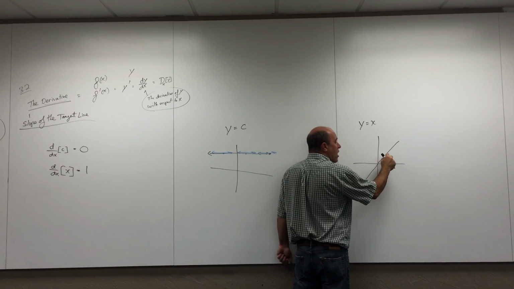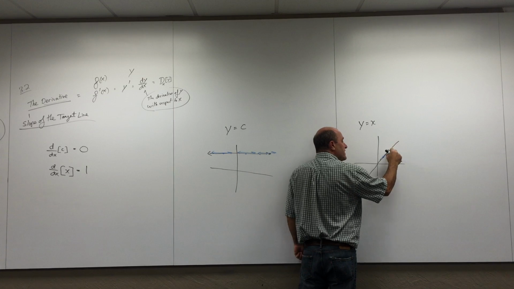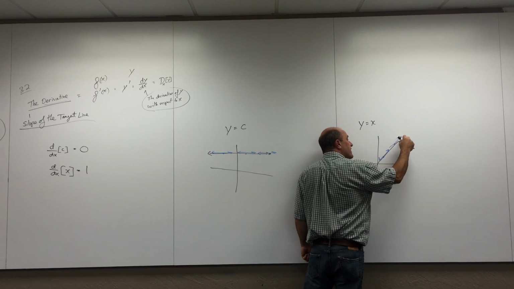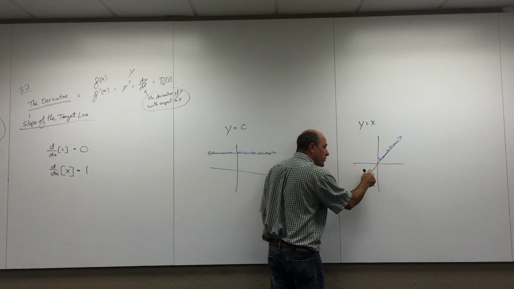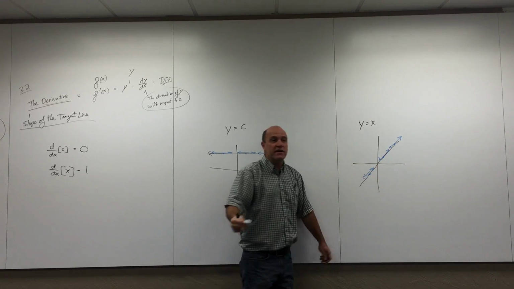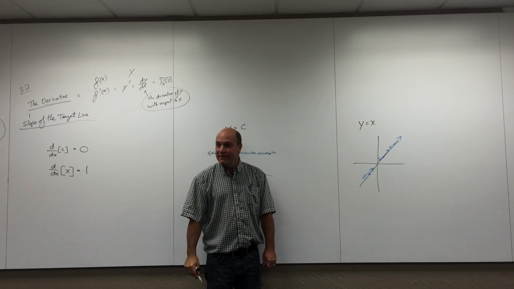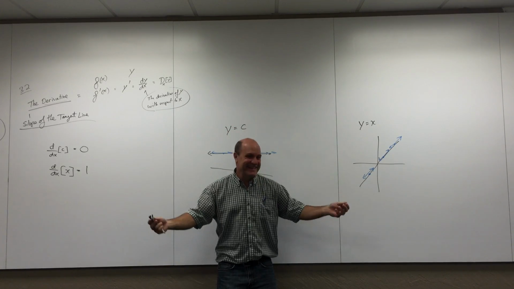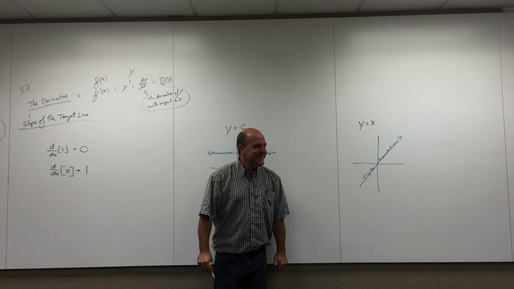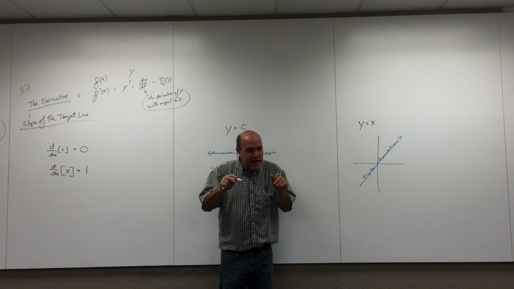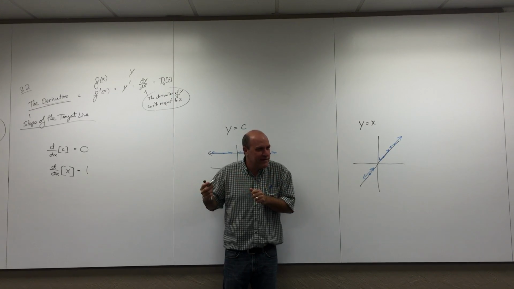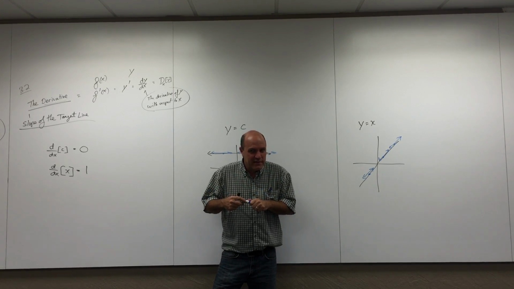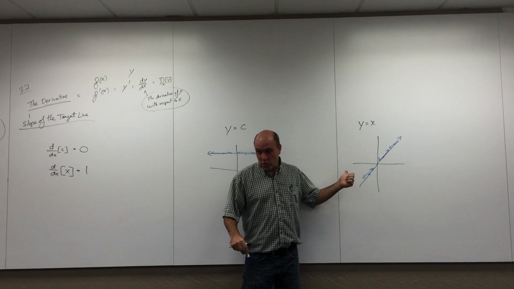No matter where you are, what is the slope of its tangent line? If I had to put a tangent line on this, what would be its slope? 1. It's just a line with a slope of 1, so its tangent line will have a slope of 1. These are the trivial cases, the very easy, little boring cases, and I'm explaining them visually.